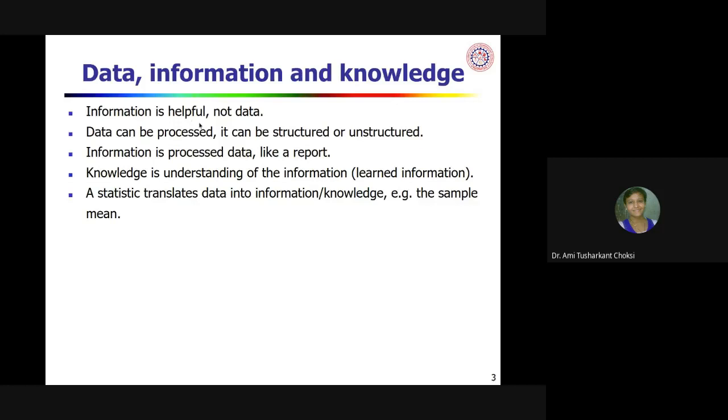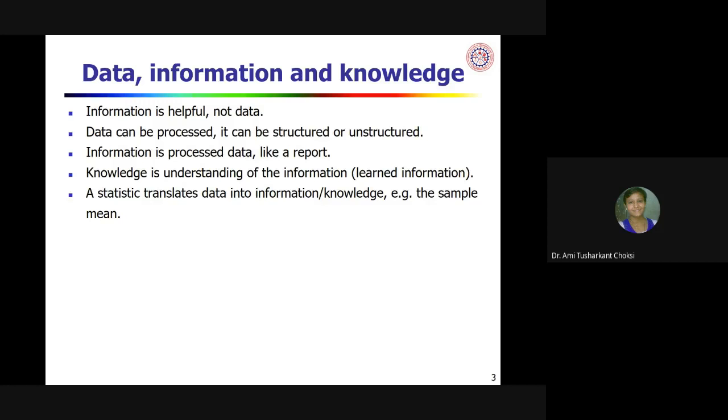Information is useful, not the data. Data is raw. When it is meaningful, then it is information. Data can be processed, and it can be structured or unstructured. Information is processed data, like a report. Knowledge is understanding of the information, that is learned information. We can see the difference.